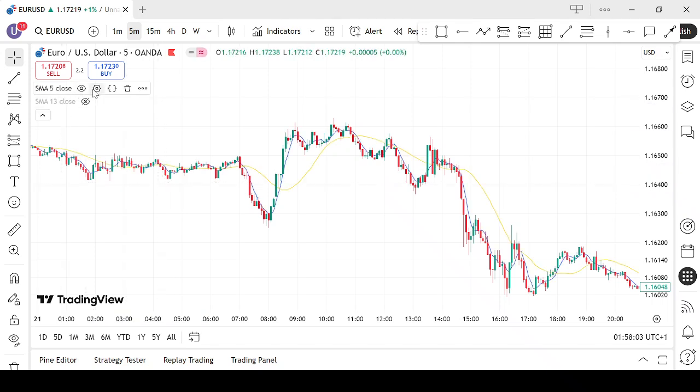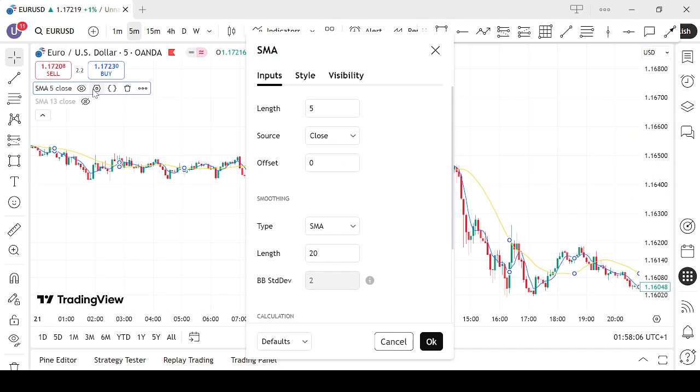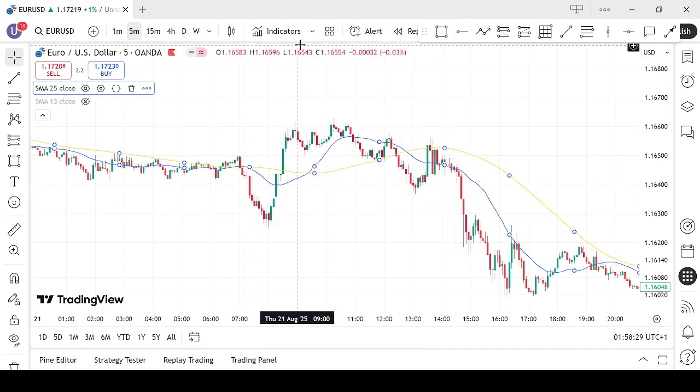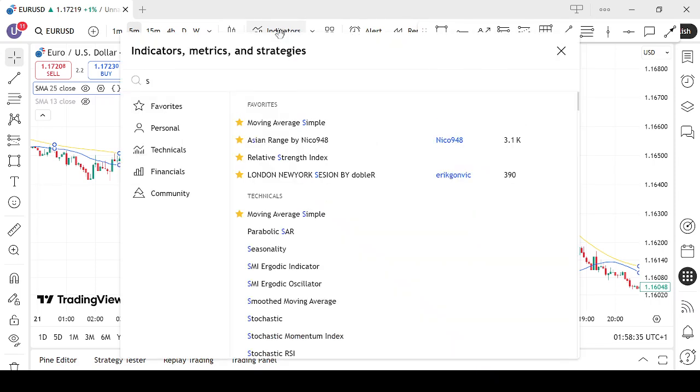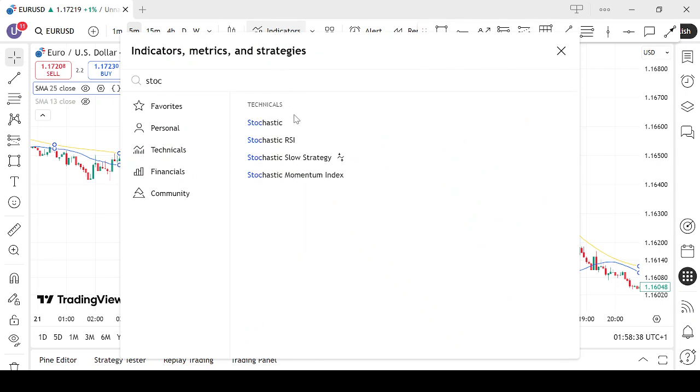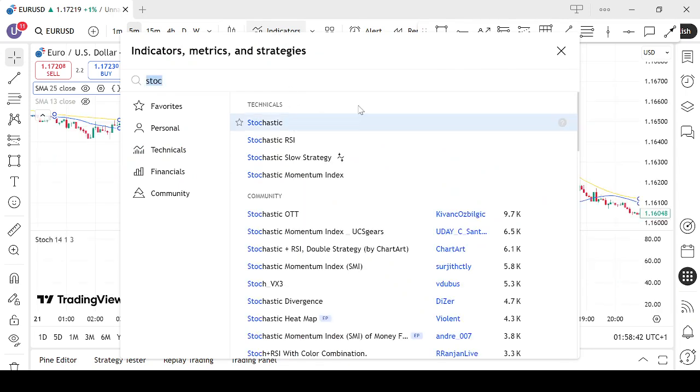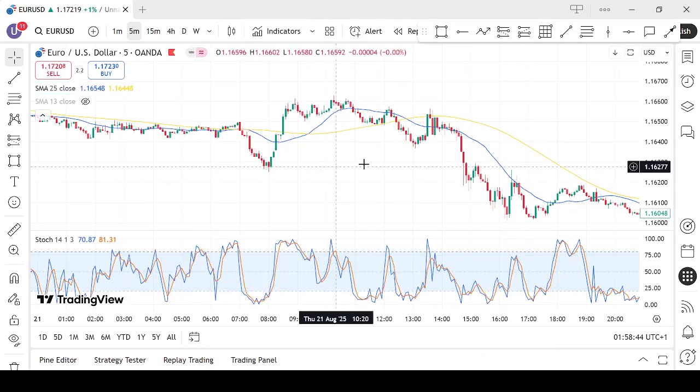The two moving averages we apply will be our faster simple moving average, which will be the 25 period moving average, and for the longer term moving average, we will make use of the 50 period moving average. Additionally, we can add our stochastic oscillator to help confirm overbought and oversold conditions in the market. Adding the stochastic oscillator to your chart will help us confirm our trades.